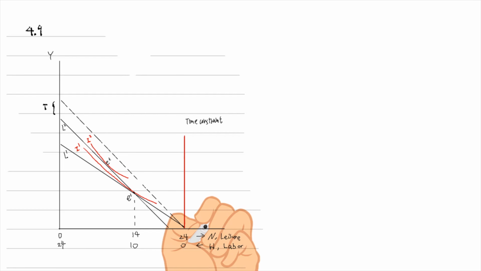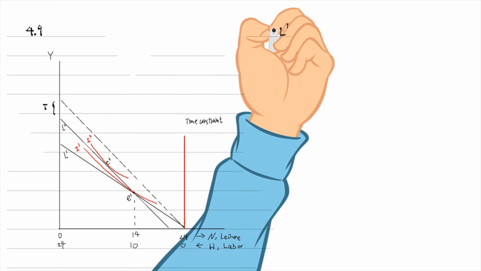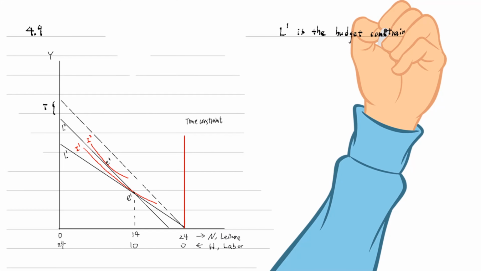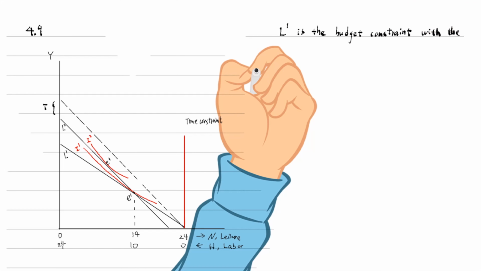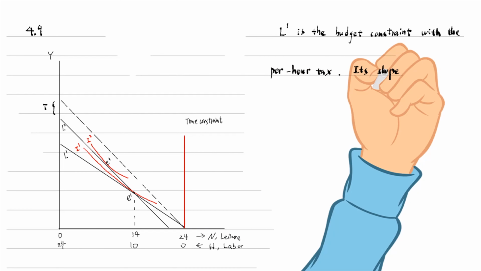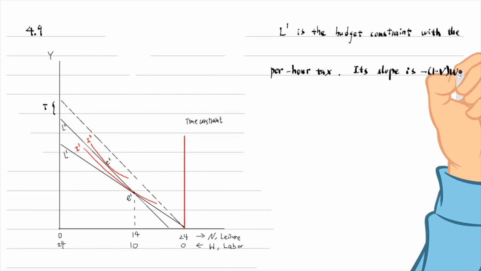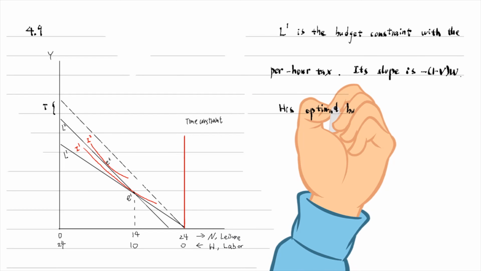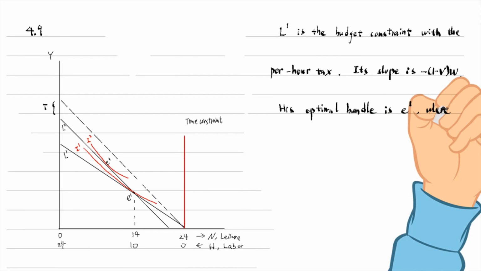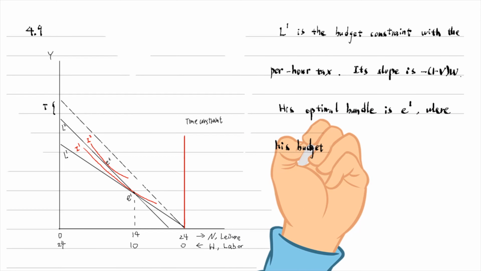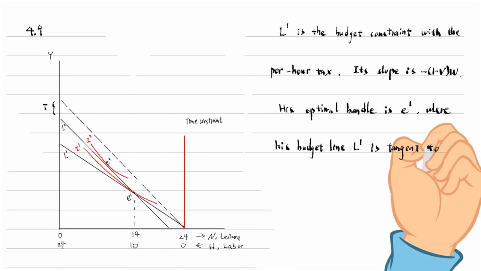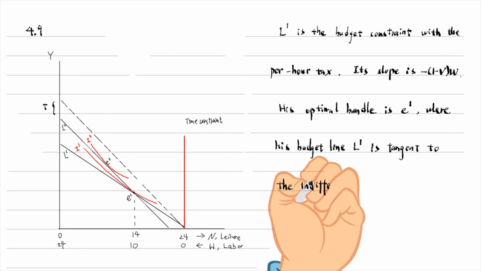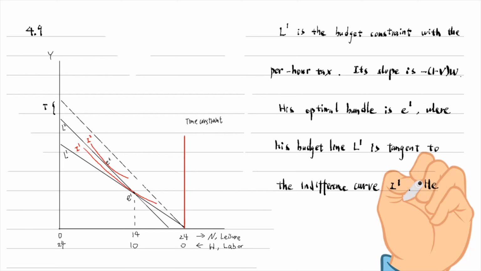The budget constraint without tax is the dashed line with a slope of minus W. L1 is the budget constraint with the per hour tax. Its slope is minus 1 minus V times W. His optimal bundle is E1, where L1 is tangent to the indifference curve I1. He works 10 hours.